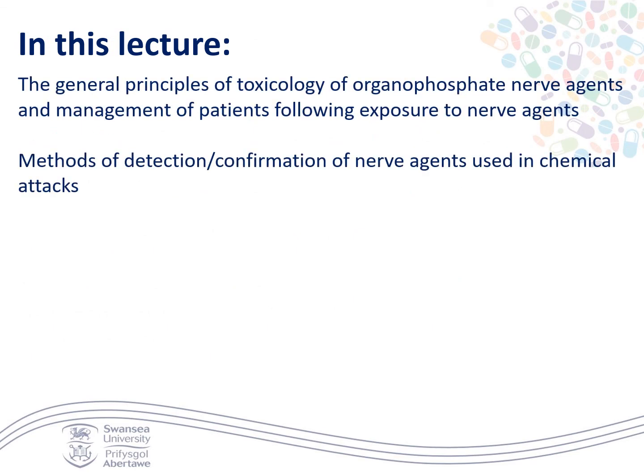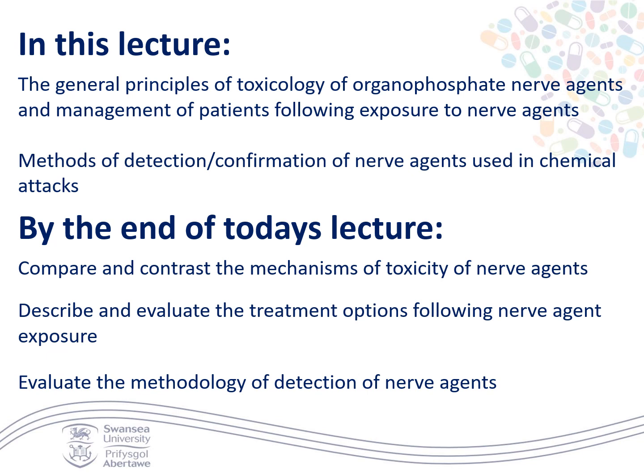And that brings us to the end of today's lecture, leaving you on a tantalizing but unknown bit of information regarding detection of Novichok and related nerve agents. In today's lecture, we have discussed the general principles of toxicology of organophosphate nerve agents and management of patients following exposure to these agents. We've also briefly discussed some of the methods of detection and confirmation of nerve agents used in chemical attacks. And so you should now be able to compare and contrast the mechanisms of toxicity of these agents, as well as describe and evaluate the different treatment options following nerve agent exposure and some of the methodology that we can use to detect exposure to nerve agents.